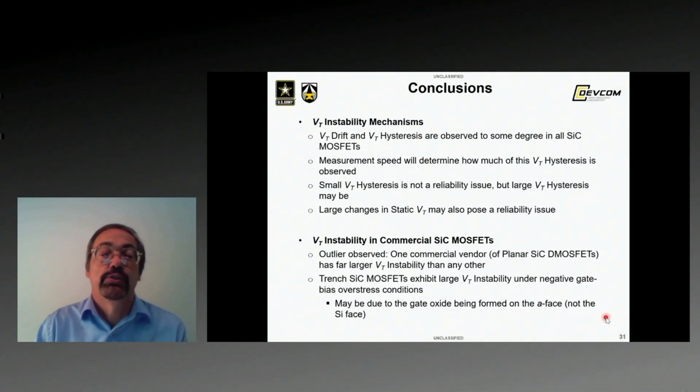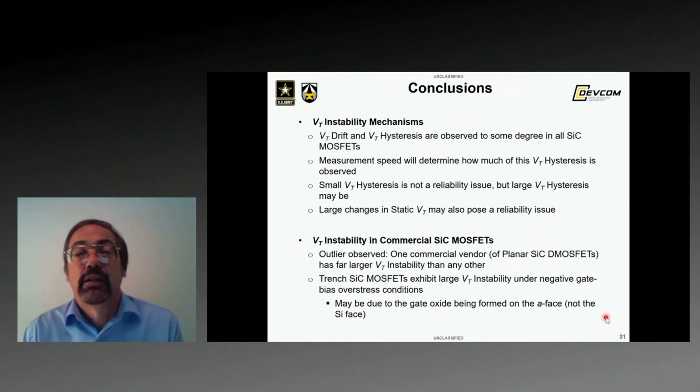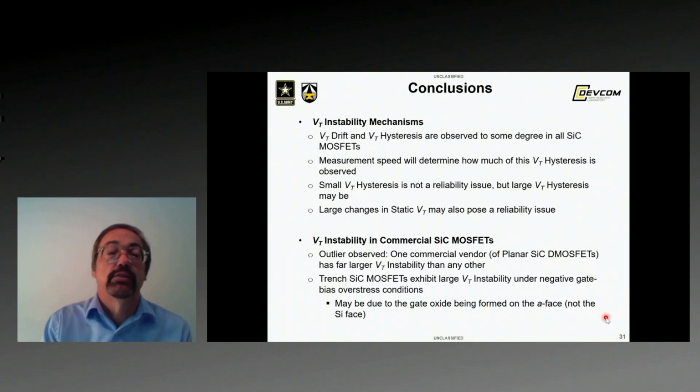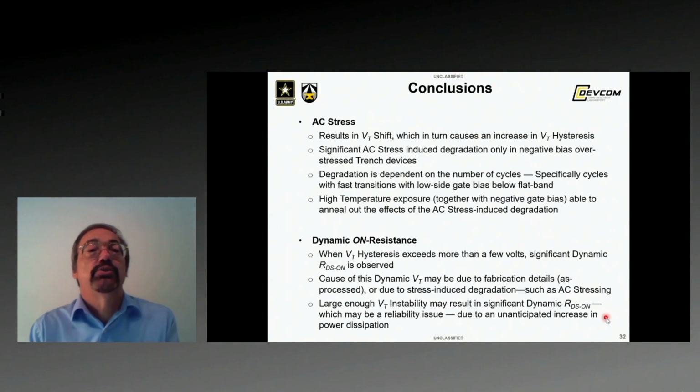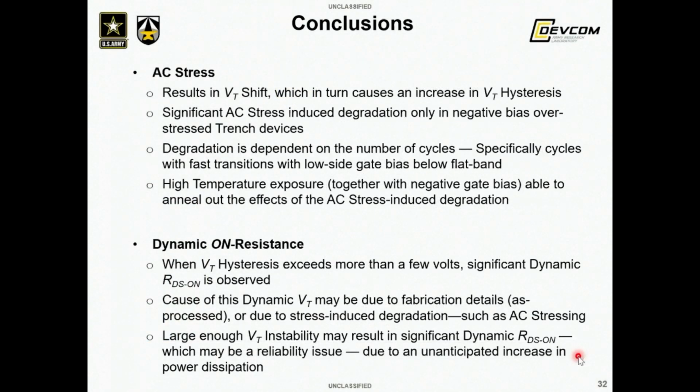And that may be due to gate oxide being formed on the A face for trench devices rather than the silicon face as it is for the planar DMOSFETs. For the AC stress, results in the VT shift, which in turn causes an increase in VT hysteresis.